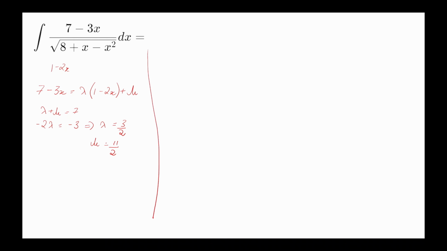Now I can replace the linear function. So I would have lambda, or I'll just write its value, 3 by 2, (1 minus 2x) upon root under (8 plus x minus x square), and I would have plus 11 by 2 upon root under (8 plus x minus x square), dx.